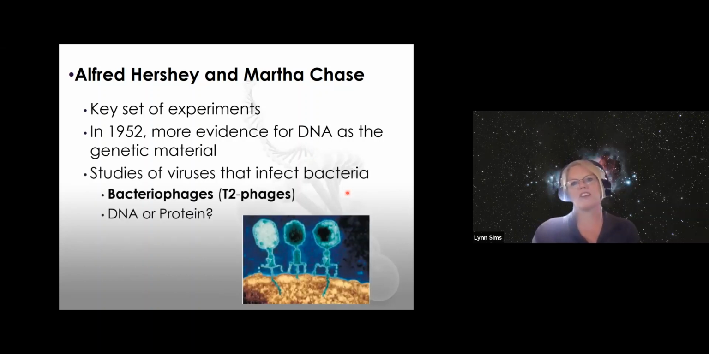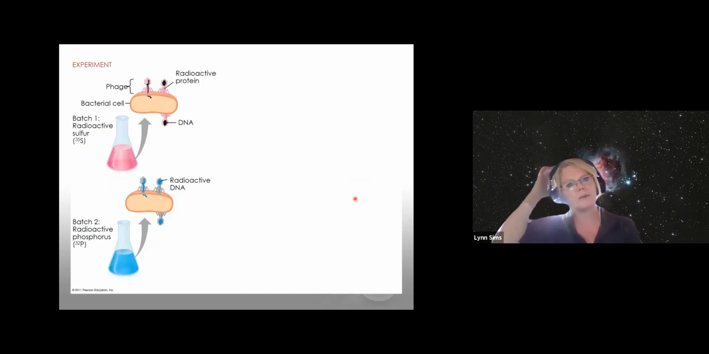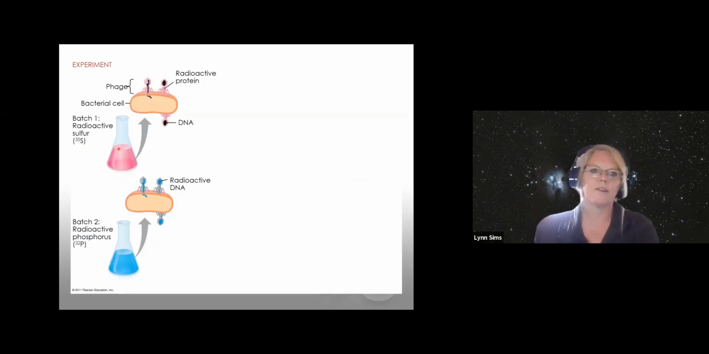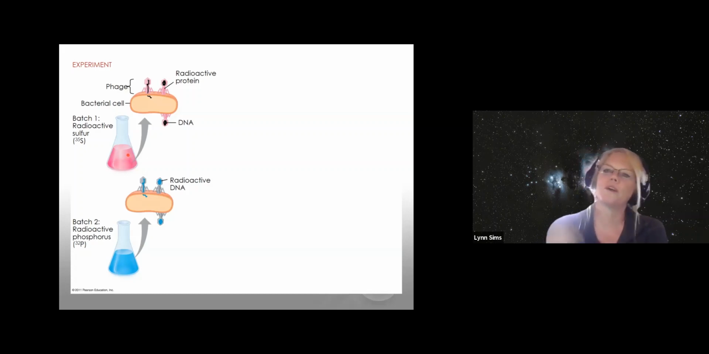So they provided more evidence, and this is the group that actually used the bacteriophages. So the T2 phage, and the question was, is it DNA or is it the protein that is actually being transmitted between the cells? So what did they do? I'm going to describe this experiment. We have two Erlenmeyer flasks, and they're colored differently. One's pink and one's blue. Now, the pink one is where they incorporated radioactive sulfur into the medium. So they can track this radioactive material.